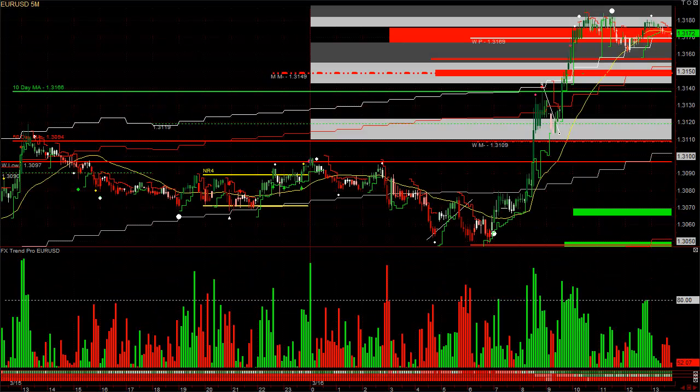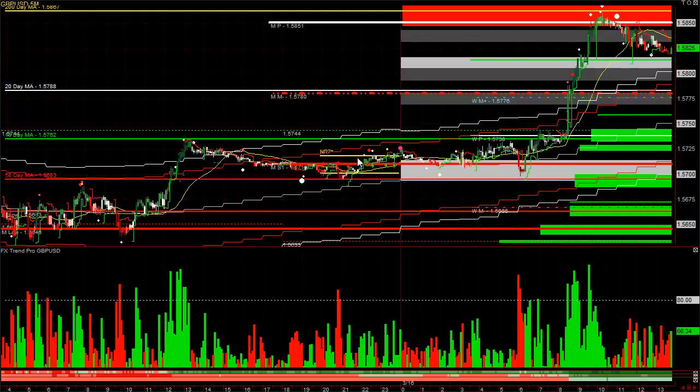Let's look at some other examples. Pound dollar had a narrow range pattern. And in fact, this one's an NR7, which means it had the tiniest range over the previous 7 bars. Each of these bars is a 4-hour time period. So over the last 28 hours, it's had the lowest volatility.